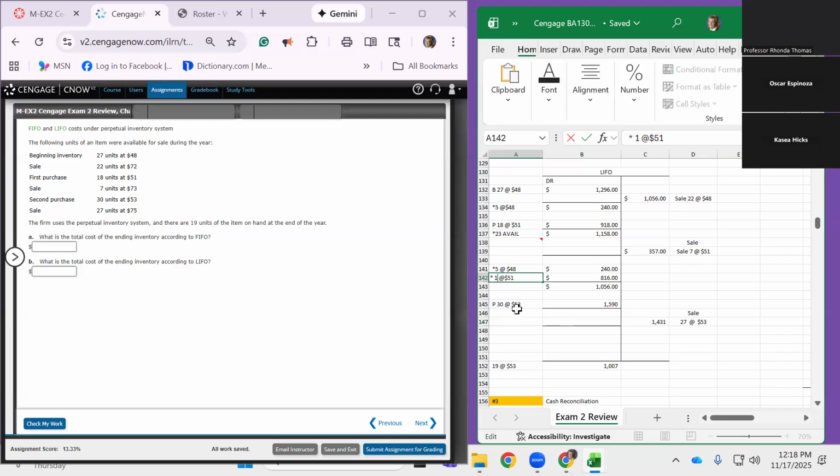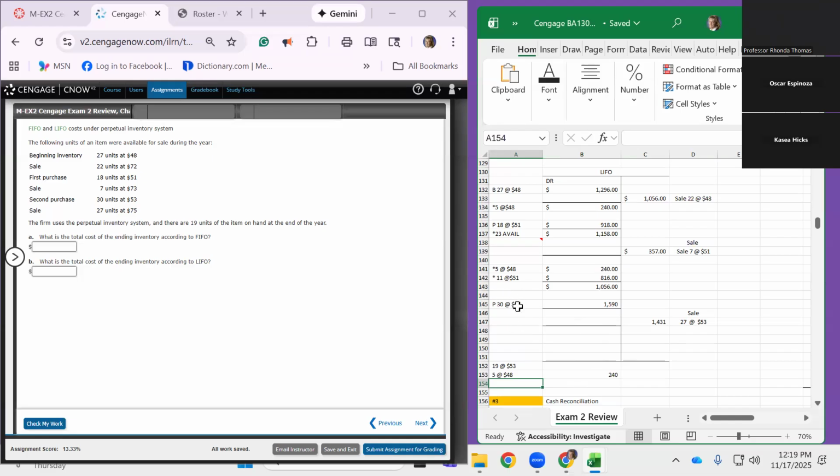Okay, here's where I went wrong. So 11 items. We still have the 5. They're carrying down, and I think the 5 is going to be down here too. Okay, so let's put 5 of those. Here's the easy way to do it. 5 at the oldest cost of 48. Okay, so let me take this out. Okay, equals 5 times 48. Okay, there's 240.